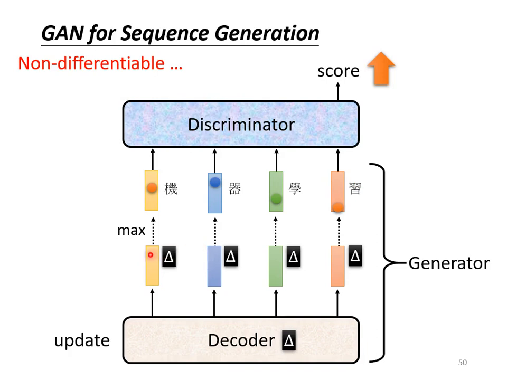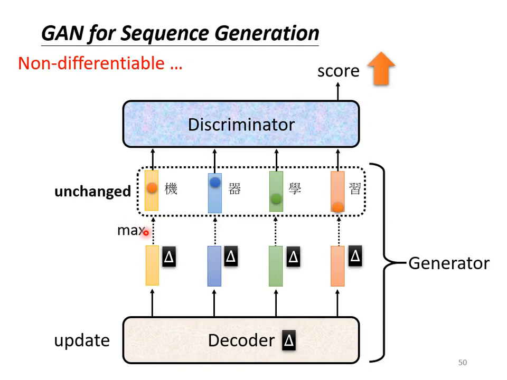Okay, so when this distribution has only minor changes, the token with the highest score is still unchanged. As your distribution has only minor changes, the token with the highest score is the same. For the discriminator, the score which it outputs is exactly the same, so the output score will not change. Then you will find that when the parameters of the decoder change a little, the output of the discriminator is unchanged. Then you have no way to calculate the gradient. You simply can't do gradient descent.